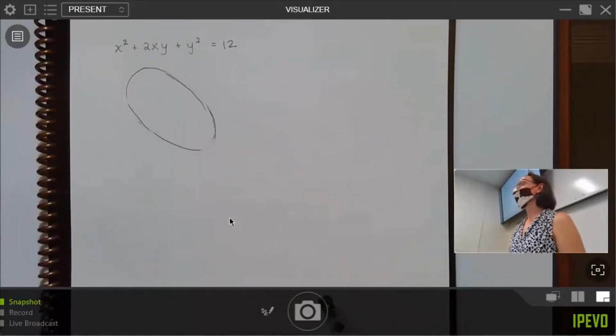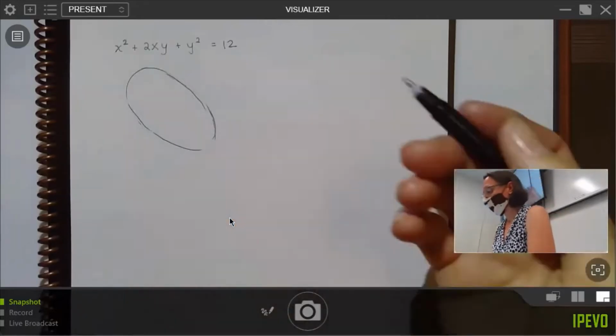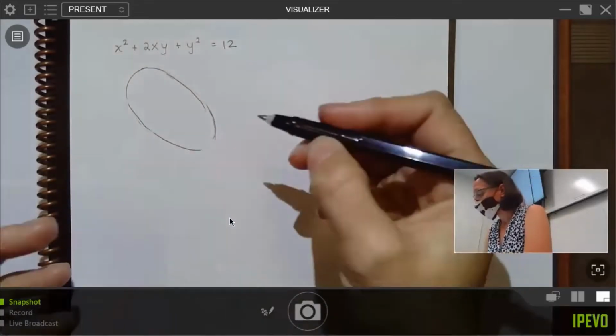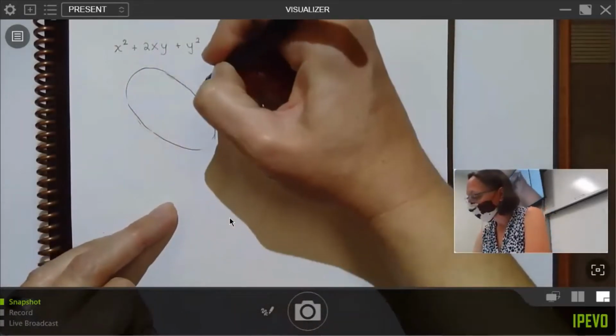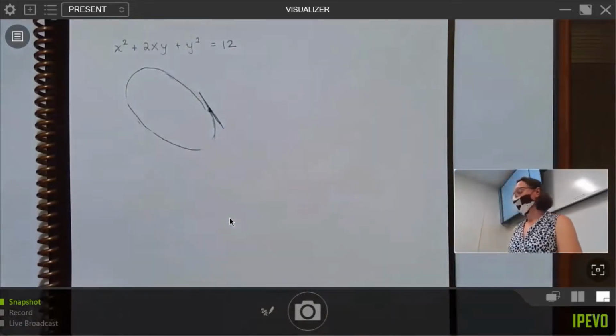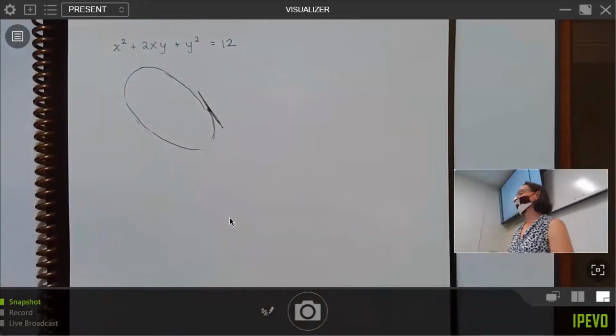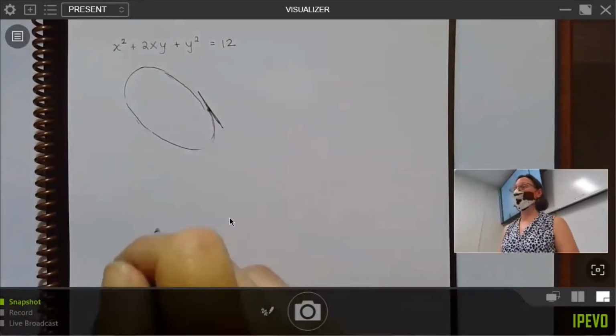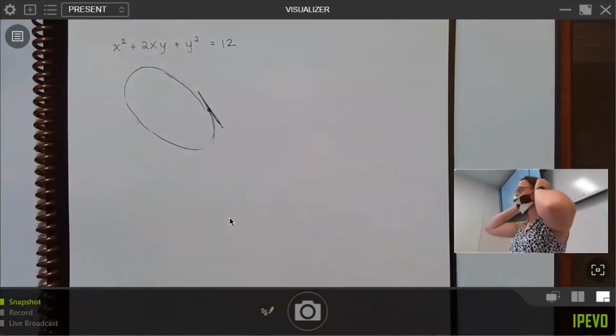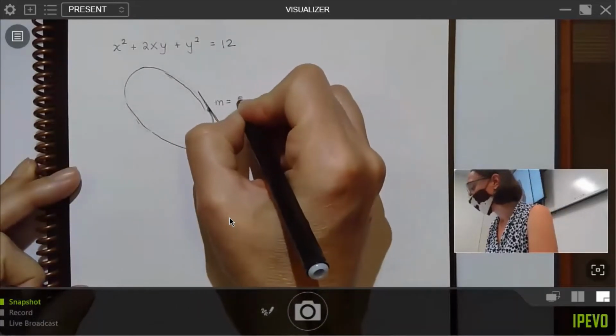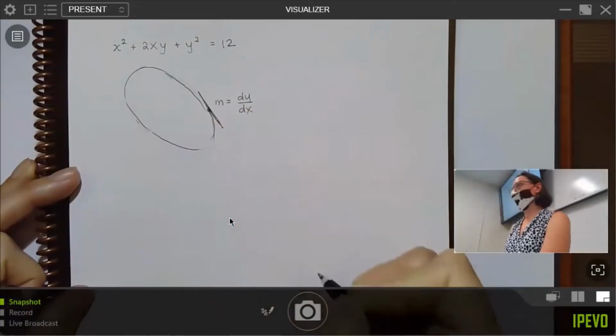I might still care about figuring out, on this curve, what's the slope at a given point over here? I can't actually solve that to make it say y equals, but I still care about what the slope over here is. The good news is that implicit differentiation is our way to figure out the slope, even though we can't make it say y equals, because we still know that the slope has to come from a change in y over a change in x.